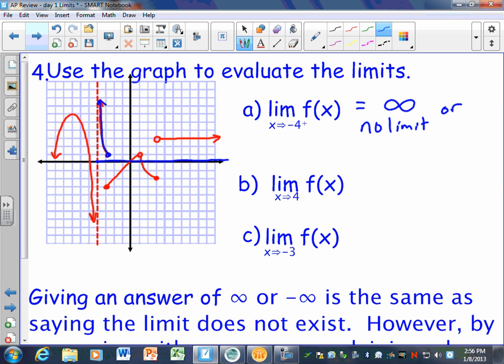Find the limit as x approaches 4. 1, 2, 3, 1, 2, 3, 4. That would be right here, right? So go up and find where that is on your graph. That would be right here. So the limit is just what the y value is there, right? That's just a continuous function. Nothing tricky there. The limit would just be that y value, which is 3.